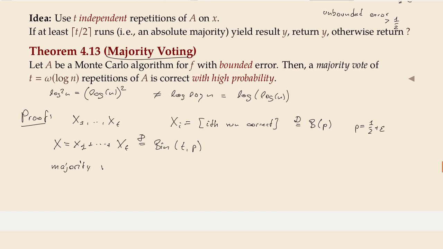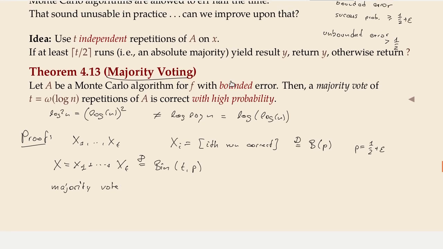The majority vote fails. Maybe I didn't make that clear here. So the trick with the majority vote is that if there's an output that's returned by the majority, then there's just one such output, right? There's no ambiguity. And the algorithm can fail in essentially two ways.